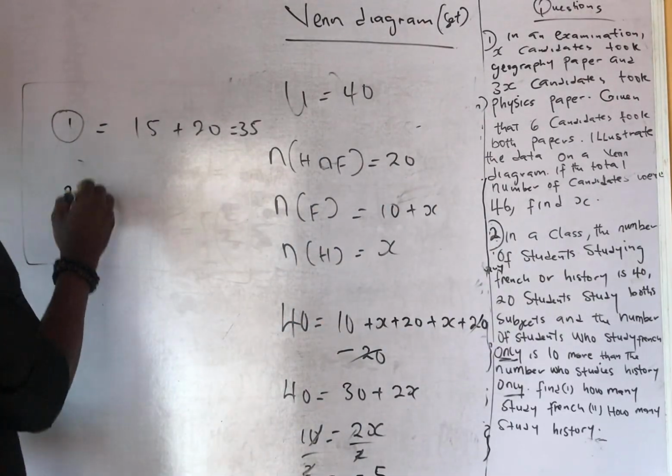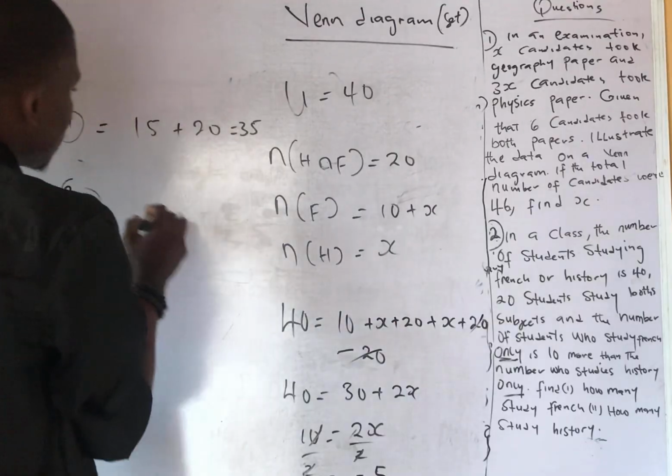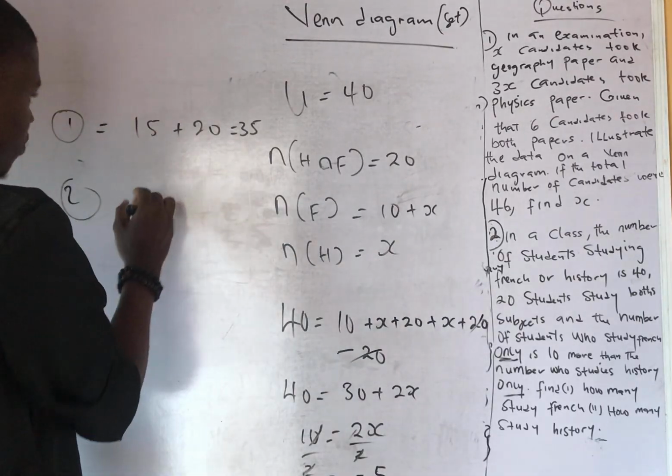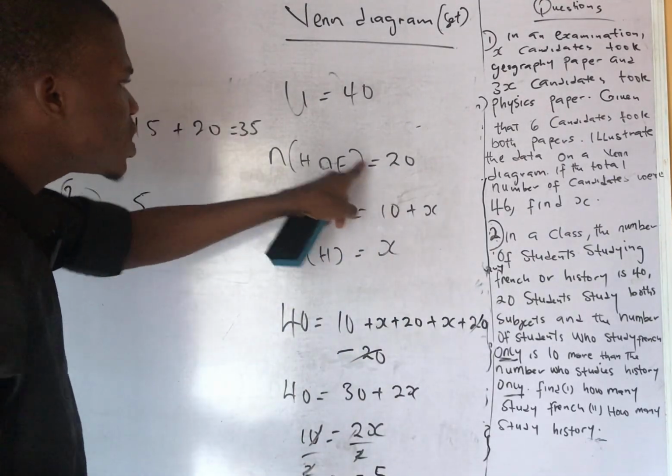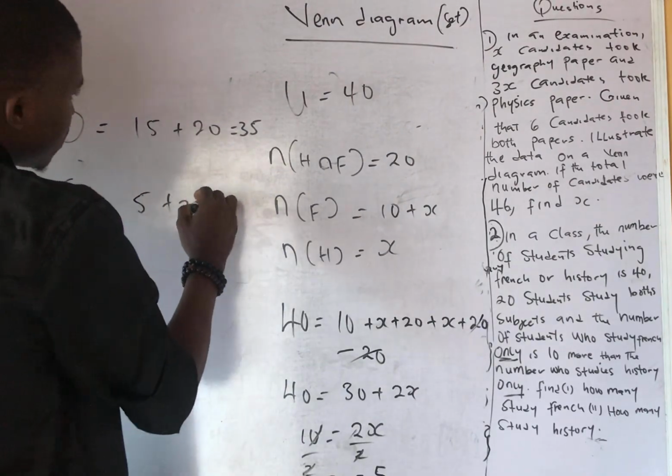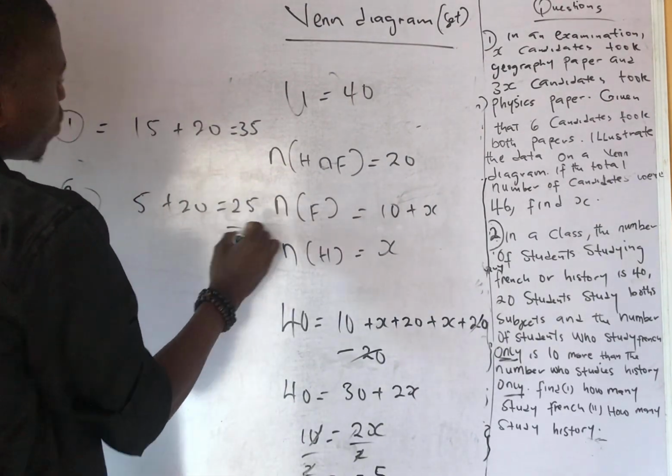For the other one too, the number of students that study History, you put 5, then plus the number of students that study both History and French, which is 20. So our answer is 25.